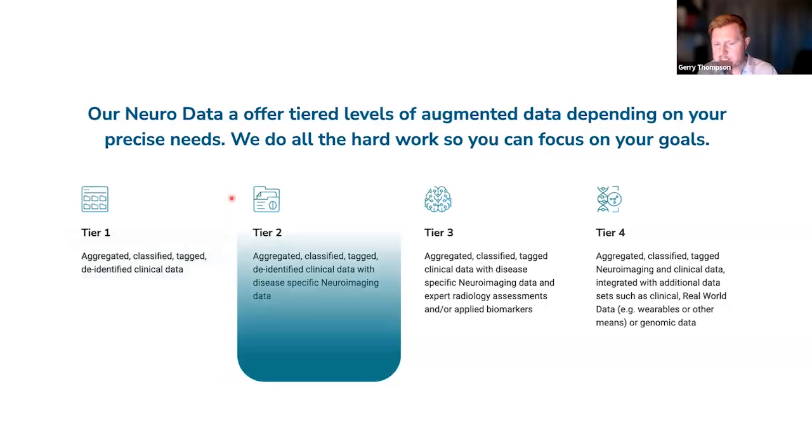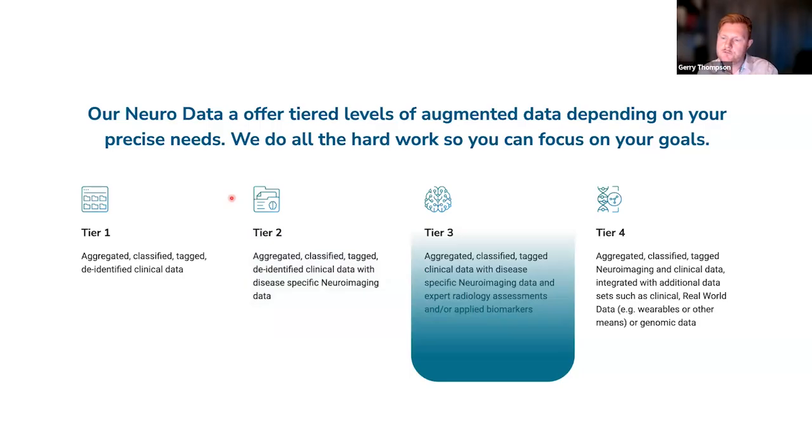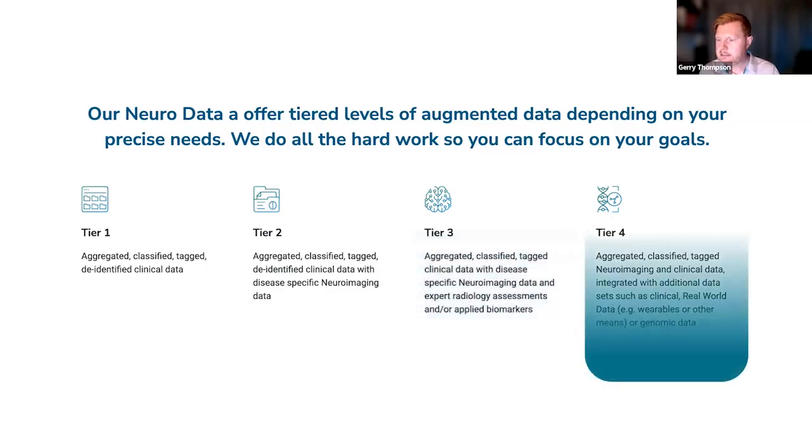You can have the disease-specific neuroimaging components to that, which would depend on the disease, but for us would be things perhaps like some molecular status, MGMT methylation and IDH mutation status. Tier 3 is you've got specific expert radiology assessment. So the RANO tool is one of those, or the 3D brain tumor segmentation, or an applied biomarker like the radiomics. And then tier 4 is all of that plus other things.